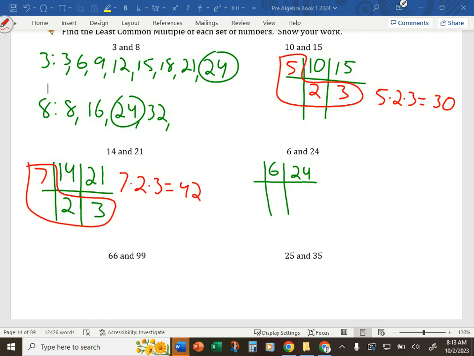What can we take out of 6 and 24? 2. We could do a 2. Okay. 6 divided by 2 equals 3. 24 divided by 2 is 12. Can we take anything else out now? Of 3 and 12? Yeah. 3. Okay. So take out a 3 to add another row to my table here. 3 divided by 3 is 1. 12 divided by 3 is 4. Can I take anything out of 1 and 4? No. So what do? Take the L. And 2 times 3 times 1 times 4 equals 24.